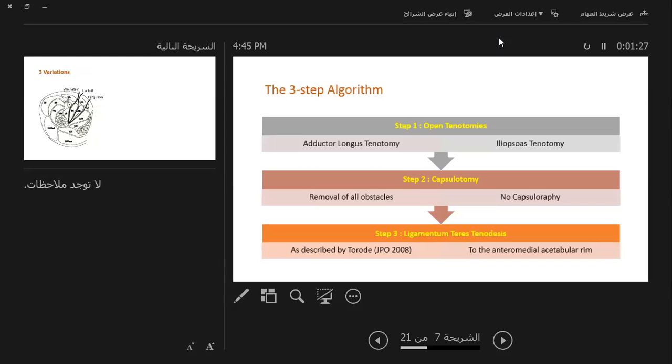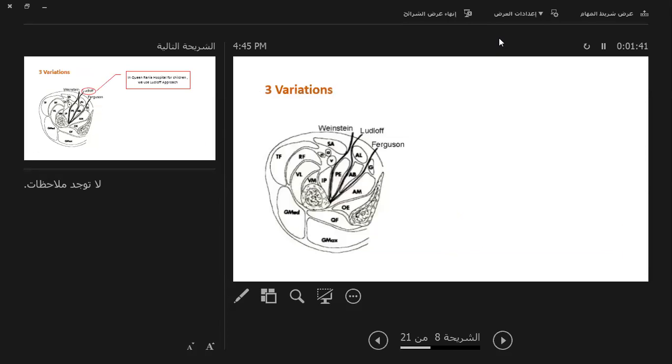So the three-step algorithm is a sequential procedure consisting of three major steps: open tenotomies, capsulotomy, and ligamentum teres tenodesis. Our aim is to achieve a stable and satisfactory hip reduction.